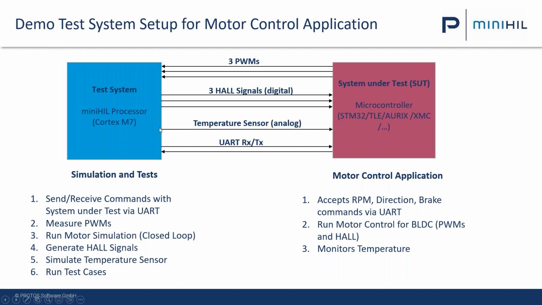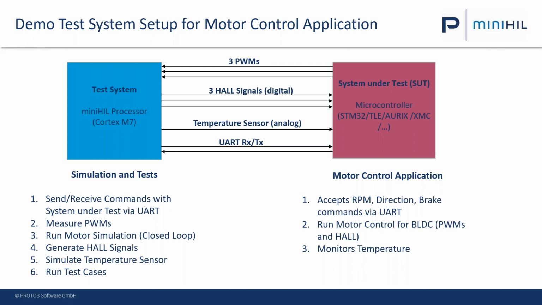And then we simulate the temperature sensor as an analog output. On the other side, we have an analog input that measures the temperature. And we have a UART sender and receiver to control the speed of the system under test and so on.